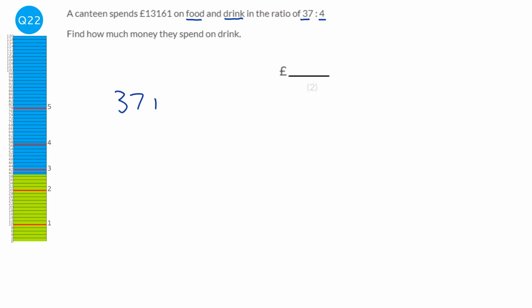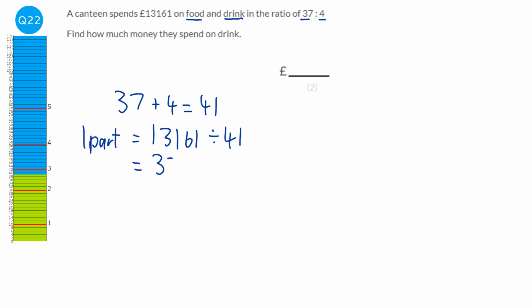So we're going to do 37 plus 4, and that will give us 41. So we've got 41 piles of money. Now each pile is equal, so to work out how much one pile or one part is worth, and in maths we call them parts, but they're just like piles of money, we're going to do 13,161, the total amount of money, and we're going to divide it by how many piles there are, which is 41. When we do that we get 321, so each pile is worth £321.